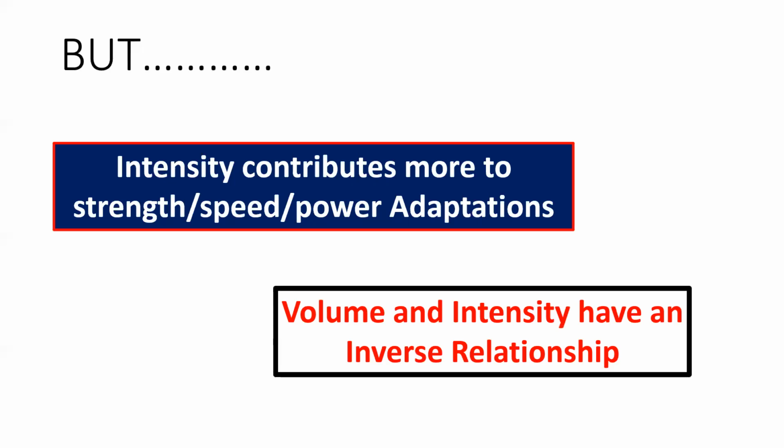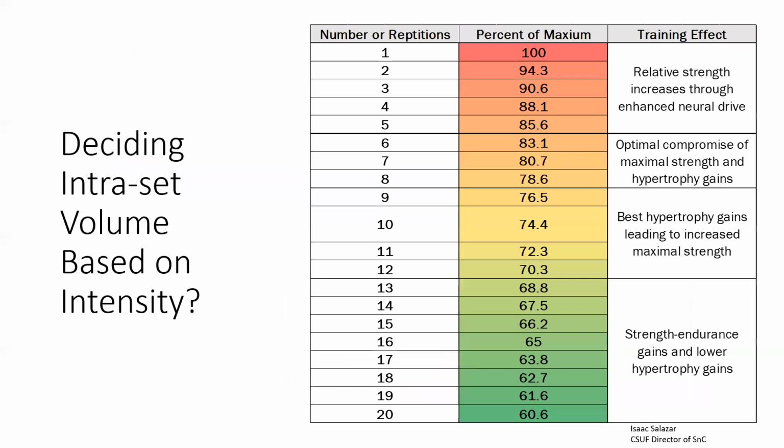And volume and intensity have an inverse relationship. The heavier the resistance, the fewer total repetitions you can perform. You can't perform as many repetitions with 90% as you can with 88, as you can with 85, as you can with 70. Here is a nice little guide provided by Coach Isaac Salazar. He's going to be our guest speaker.